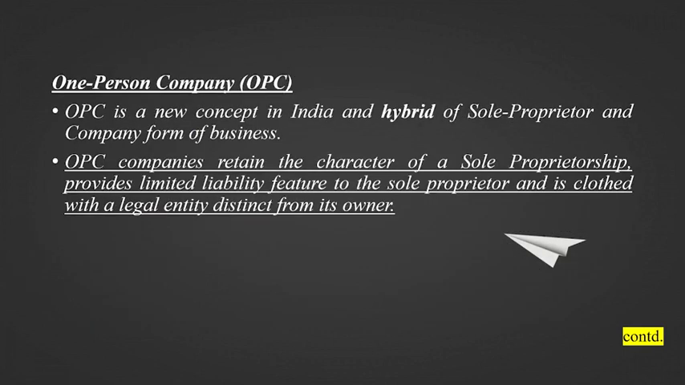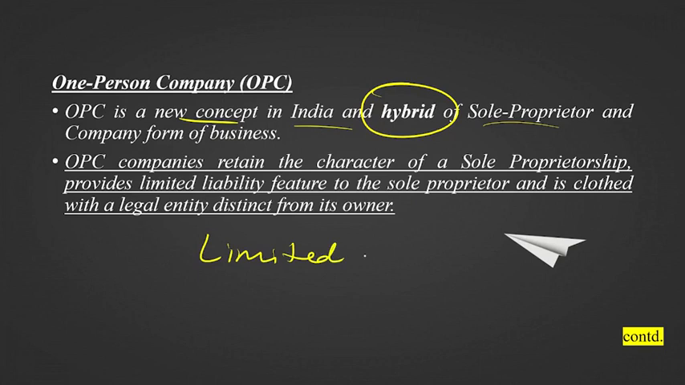OPC, one person company, is a new concept in India which is nothing but a hybrid of a proprietor and a company. So the main advantage of an OPC company is limited liability. The main problem in a sole proprietorship business is unlimited liability. So once you have an OPC, we don't have the disadvantage of the sole proprietor's unlimited liability. We have the advantage of the limited liability of a one-person company.